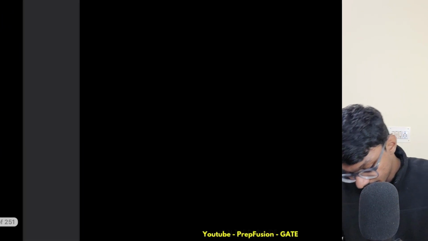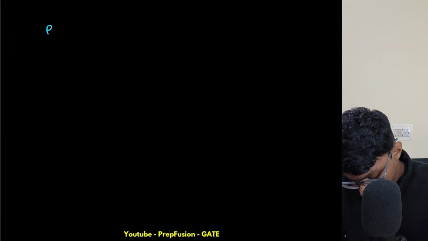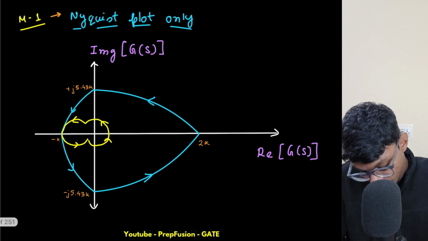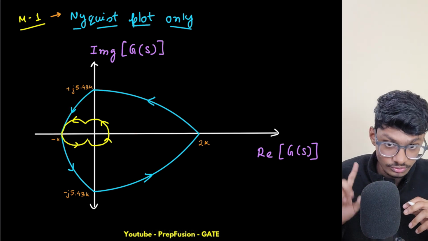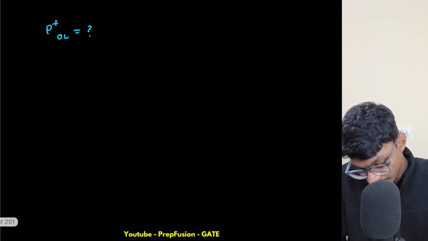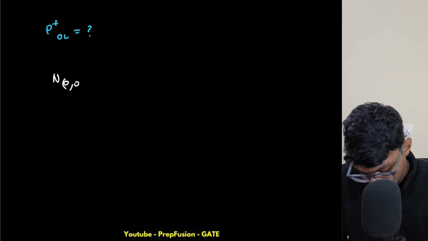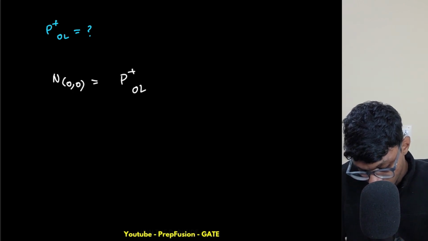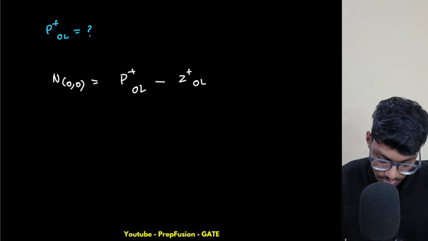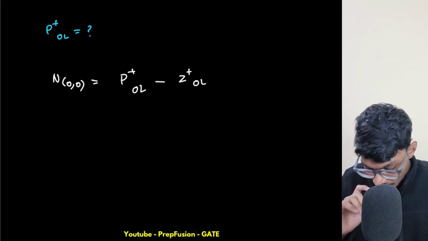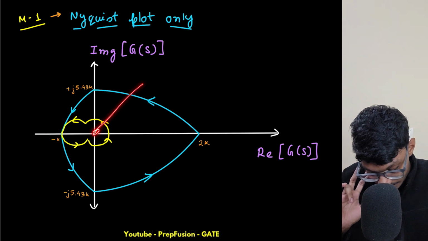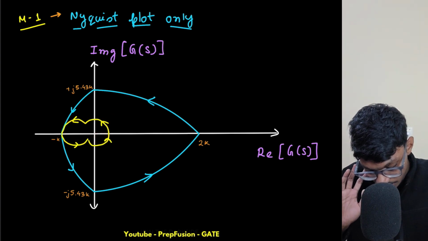Hence we have to find P plus OL. How do we find that? We use the first equation. What was the first equation? It was N, the number of encirclements around the origin (0, 0), which equals P plus OL minus Z plus OL. So how many encirclements do I have? Around the origin I have one encirclement, and two encirclements.